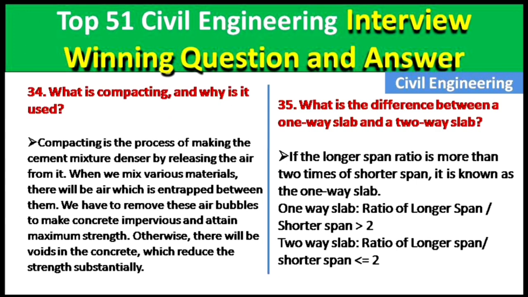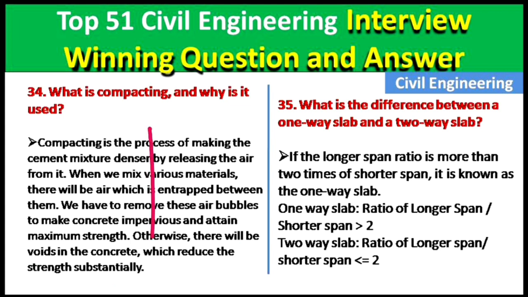Now point number 34 is what is the compaction and why it is used. Okay guys, as its name says, compacting is to compact the concrete. Compacting is the process of making the cement mixture denser by releasing the air from it. When we mix various materials, there will be air entrapped between them. We have to remove this air bubble to make concrete impervious and attain maximum strength. Otherwise, there will be voids in the concrete which reduce the strength and sustainability.